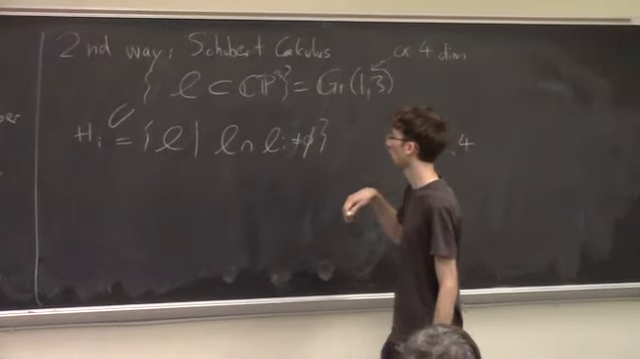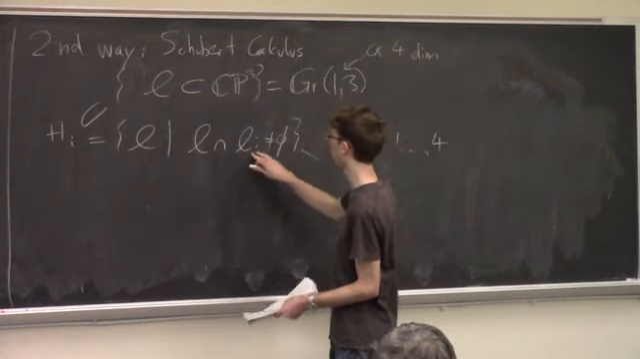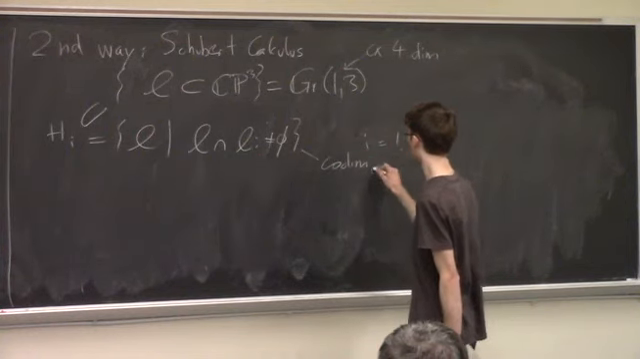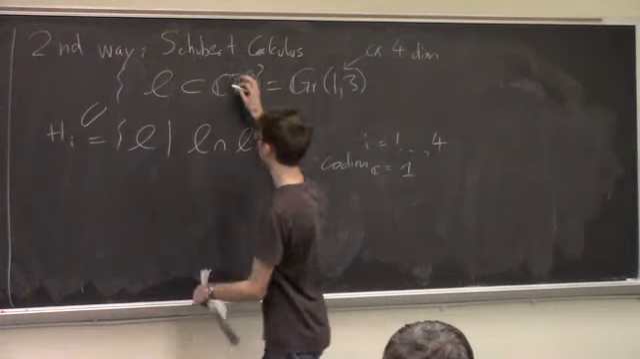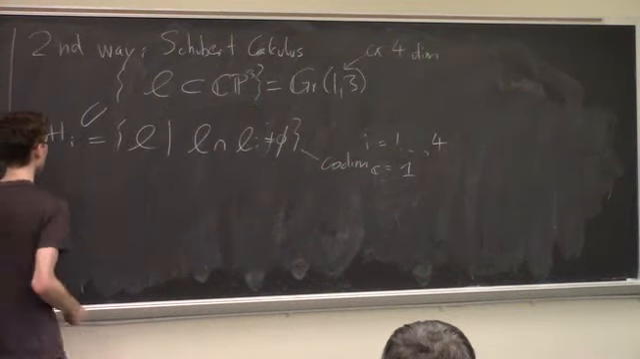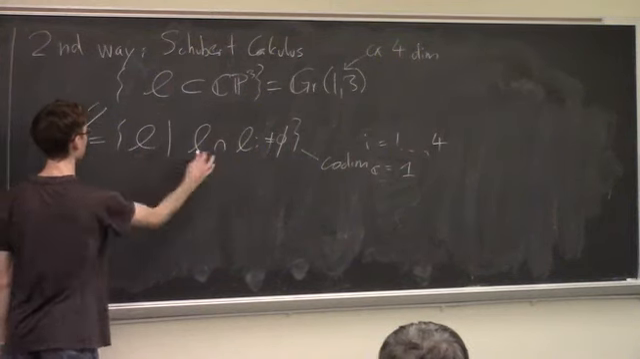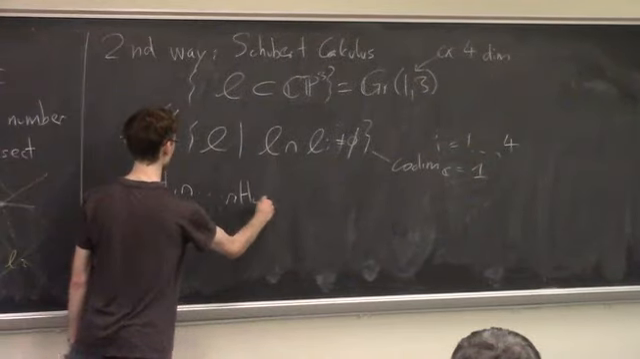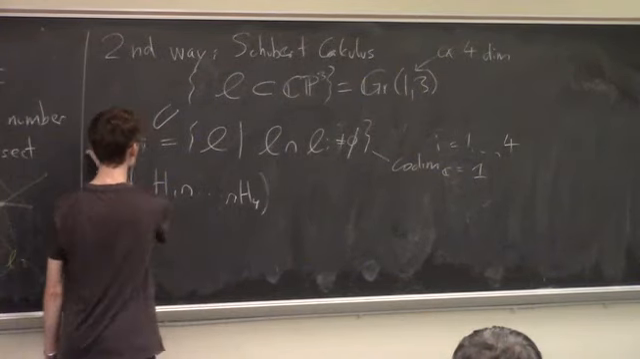And now you can check that the condition to pass through the line Li gives you a complex codimension 1 condition. It gives you like one condition on this line. Right, the things we are interested in are the lines which pass through all of the 4 lines. So what we're interested in is the intersection of all 4 of them. And the question is, what is the number of elements in this intersection?